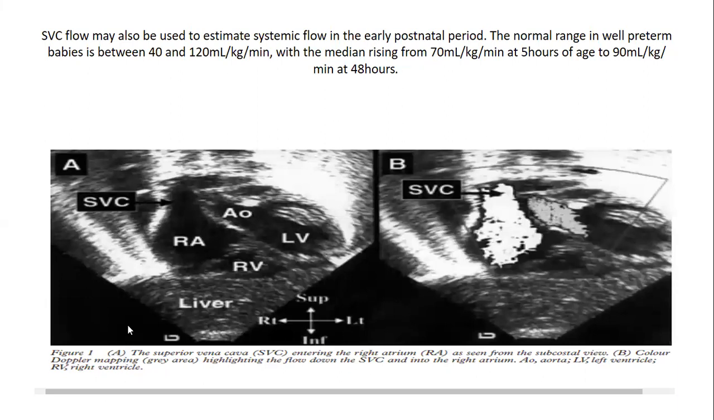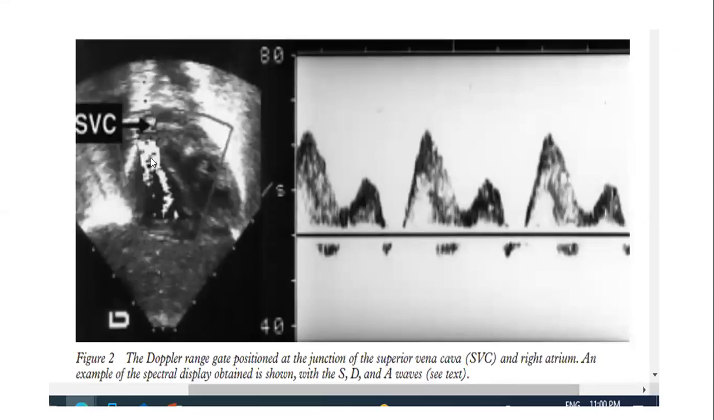This is the echocardiogram showing the SVC flow in the subcostal view. In the SVC Doppler, we measure the S wave, and we get the D wave and the A wave. So these three are the important waves we should find in the normal SVC.